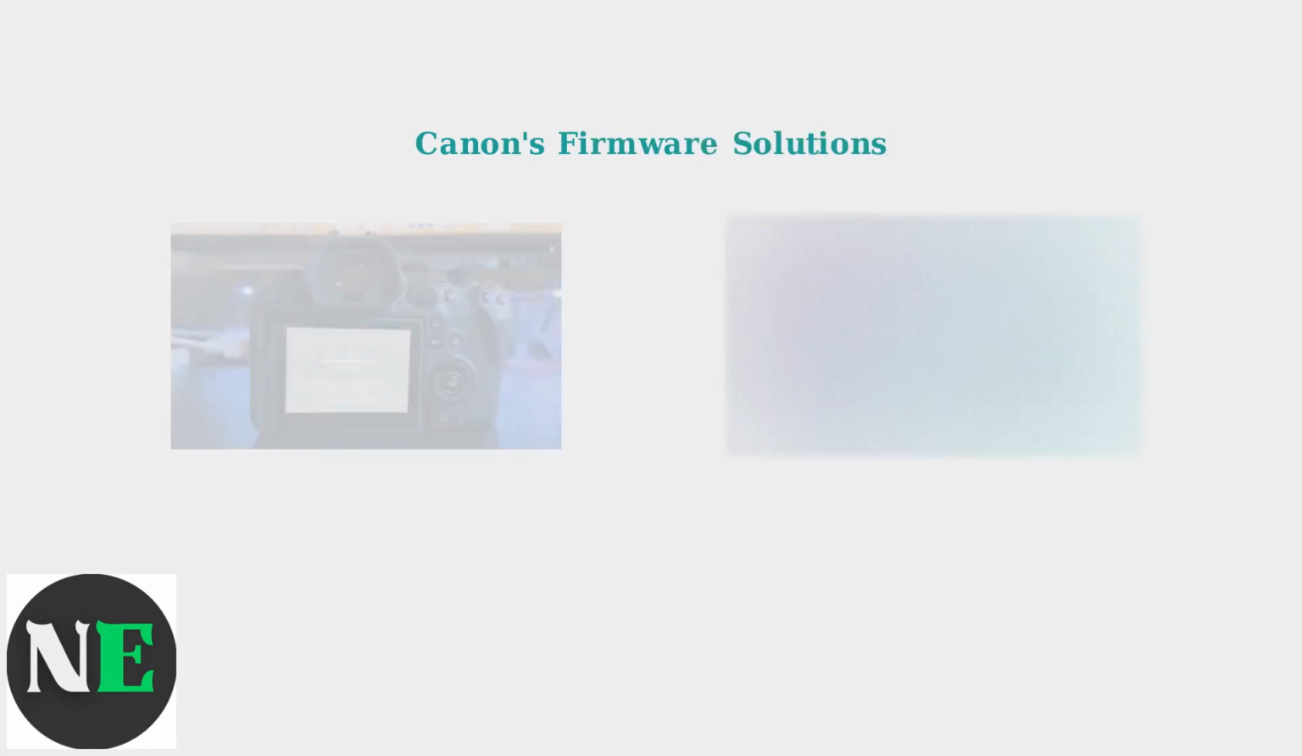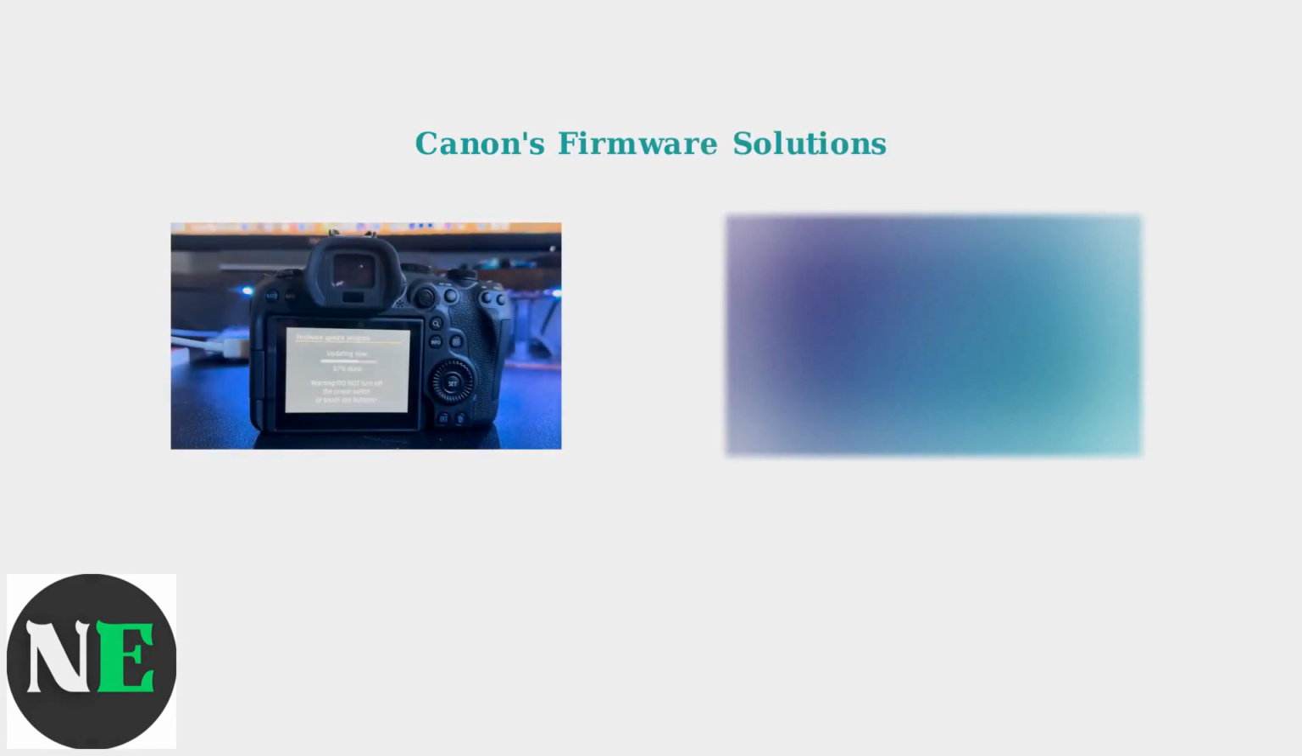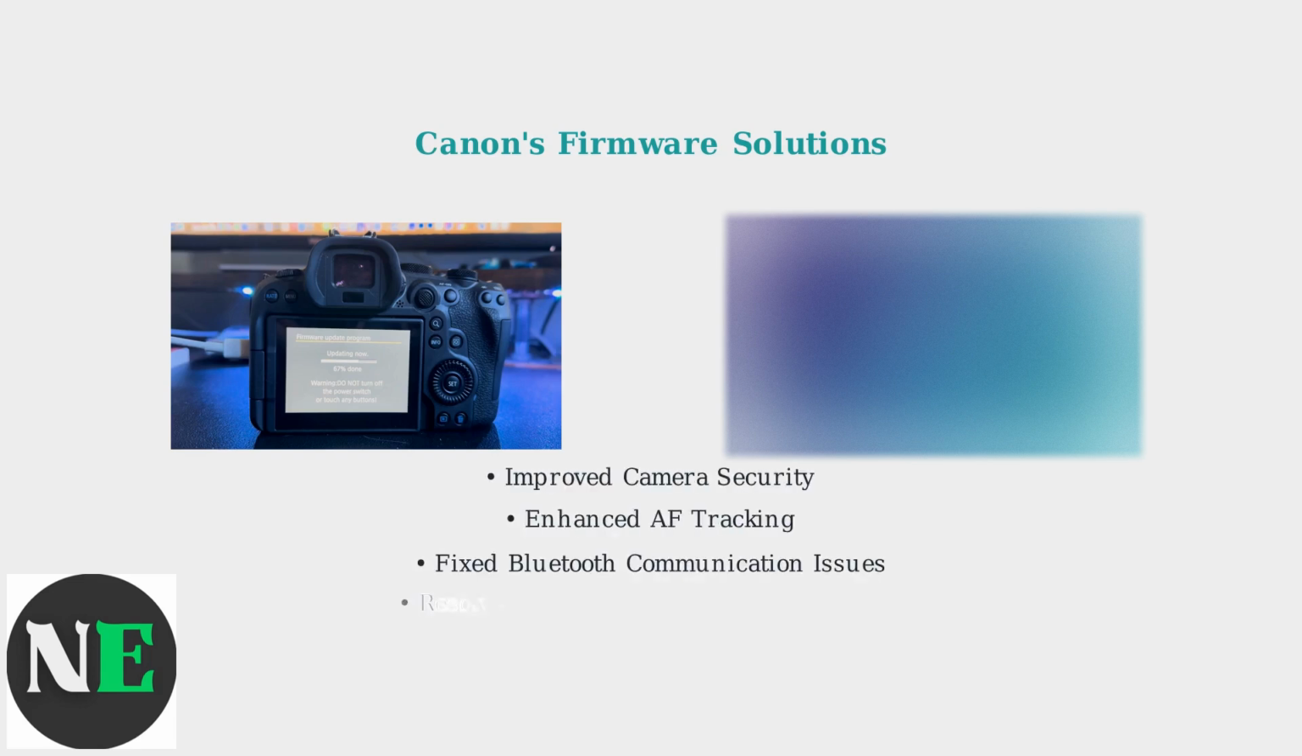Canon has actively addressed error 70 through firmware updates. For example, firmware version 1.6.0 for the R6 Mark II and version 1.8.1 for the EOS R6 included specific fixes for this error. These firmware updates aim to improve camera security, enhance autofocus tracking performance, and specifically fix issues that cause error 70 during Bluetooth communication or high-speed shooting scenarios.